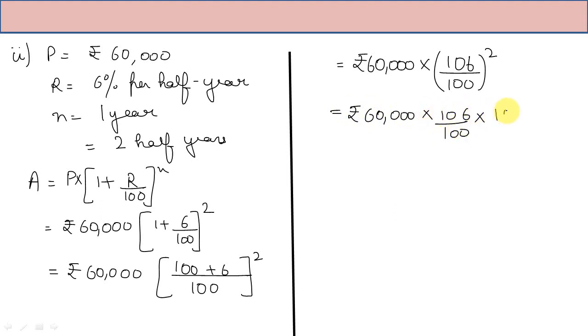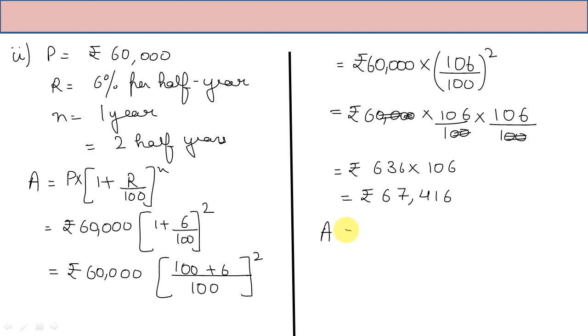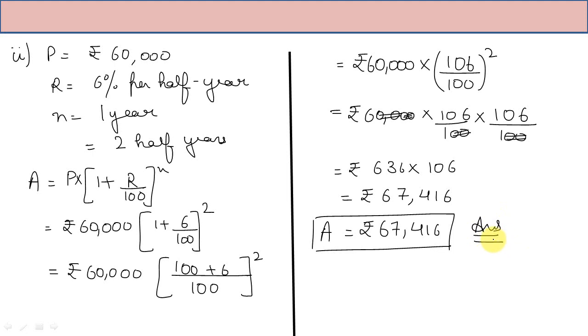So these 2 0s cancel with these 2 0s, and the other 2 0s will cancel with these 2. So what we are left with is 6 into 106 into 106. So 6 into 106 can be written as 636. Then we have to multiply with 106. On multiplying you will get the answer 67,416. That means the amount he will get after 1 year will be 67,416. Is it clear?